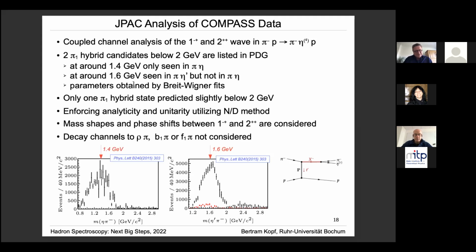Most of the parameters, not all, but most of these masses have been obtained with Breit-Wigner fits. And from the theory side, only one hybrid state is predicted slightly below 2 GeV. And the JPAC analysis used the N over D method by taking into account in a proper way analyticity and unitarity as well. Here, these are the data from COMPASS, and one can clearly see this peak at 1.4 GeV in the pi eta spectrum and the 1.6 GeV in pi eta prime.